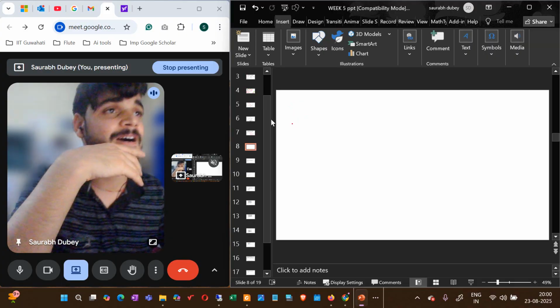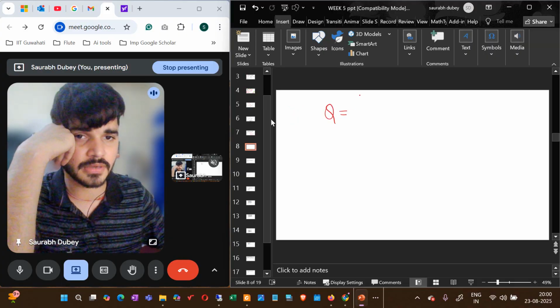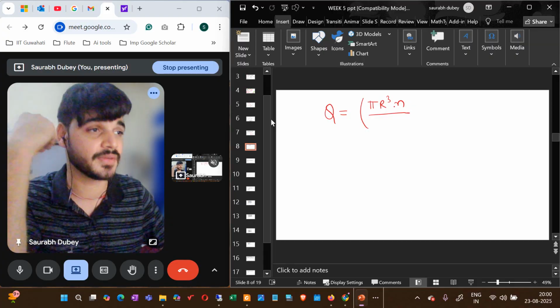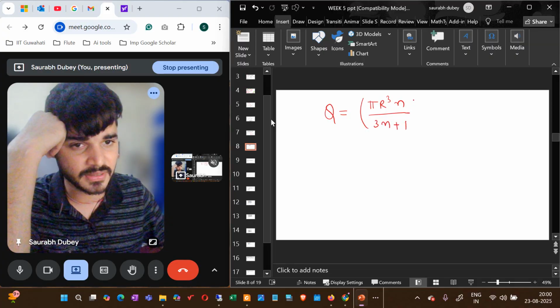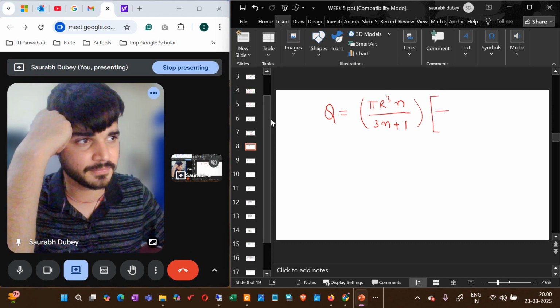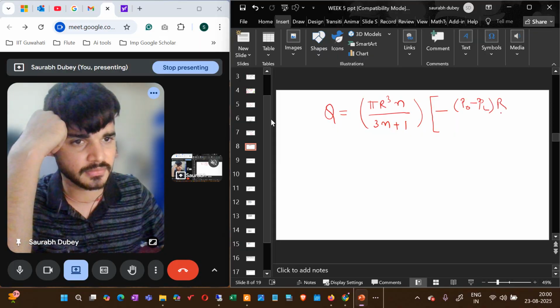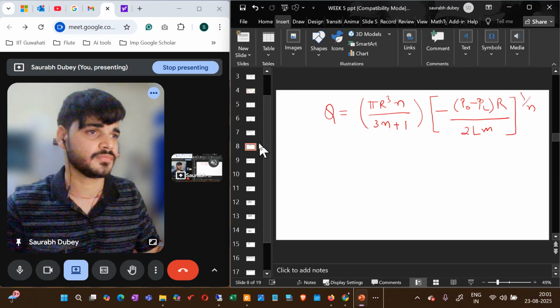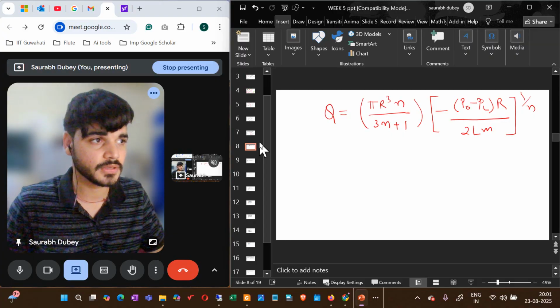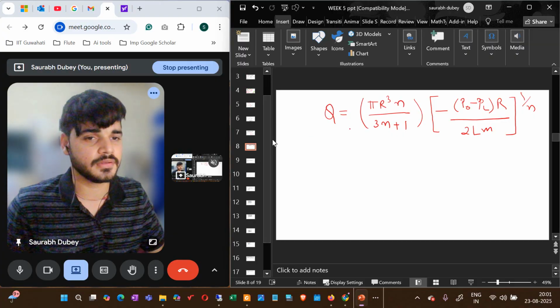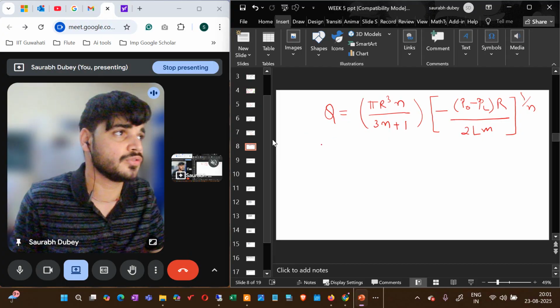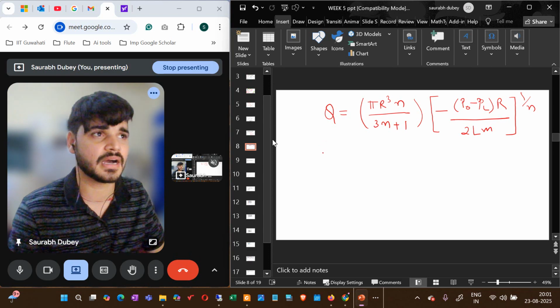So now the expression for the Q that you have already derived, that we have discussed, is pi R cube n divided by 3n plus 1. I'm referring to the derivation, so you can also refer to it, or else you can derive it, but it will take longer to reach here. So that's why a bit of understanding is needed, and you will get through this particular problem, right? All the values here are provided, right?